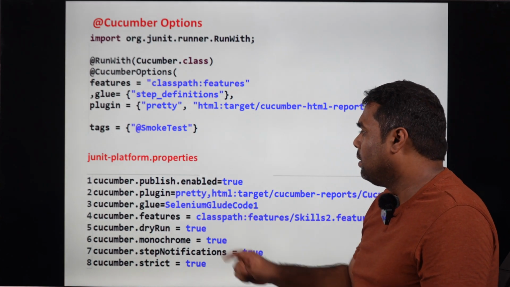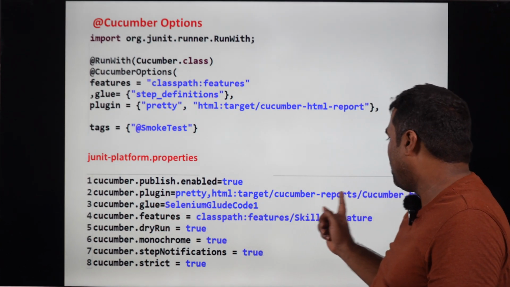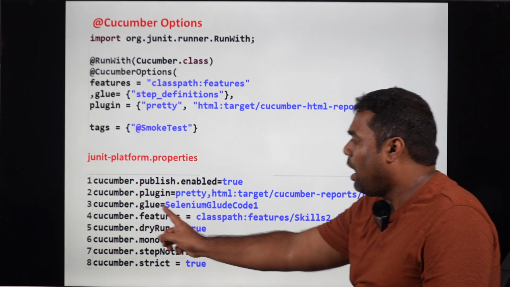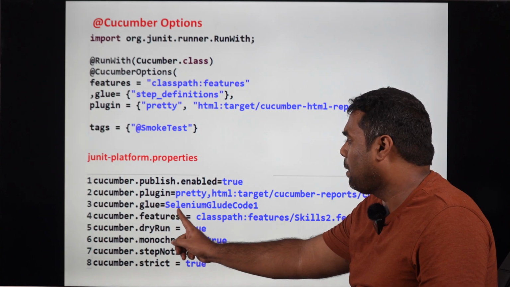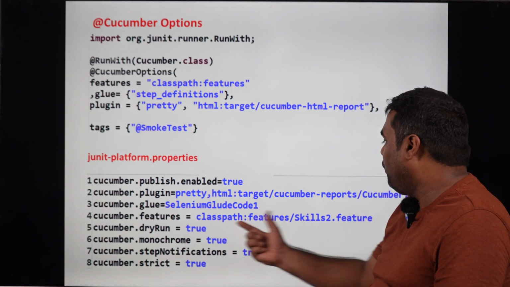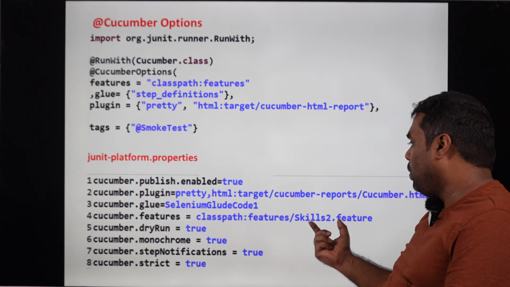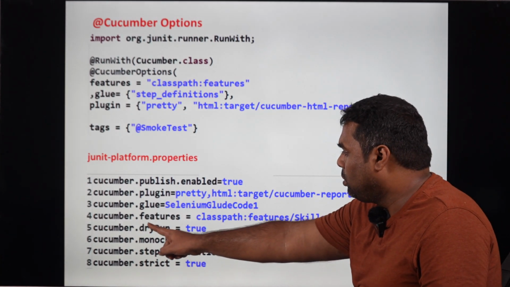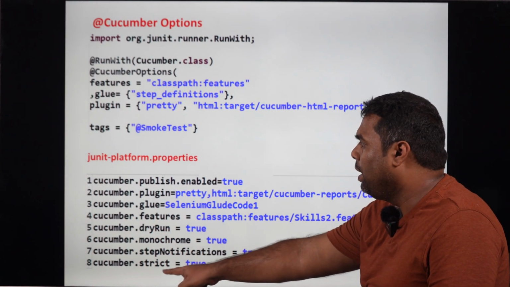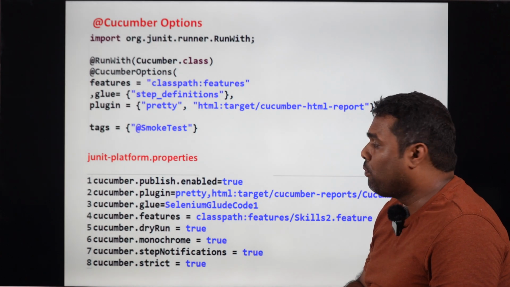The properties file contains, see here, the Cucumber plugin, what kind of reports it has to generate, and where the steps are implemented, the package name we have to specify, and which feature file you want to execute, you can specify here. So these are the parameters we can define in the junit-platform.properties file.